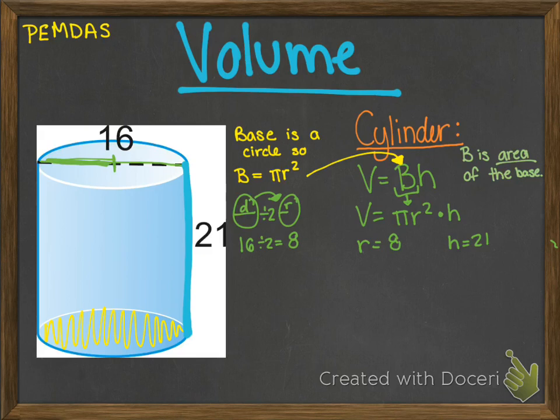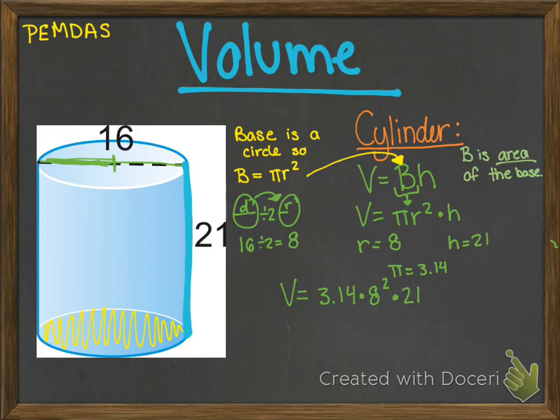Also remember, in this case, we're going to replace pi with 3.14 since we're not going to be using our fancy button. Now that I have everything that I need, I'm going to go ahead and fill in my volume formula for a cylinder. So it starts out with V equals pi. I'm going to replace with 3.14. Radius, so that's times radius, 8 squared, times the height, which is 21.